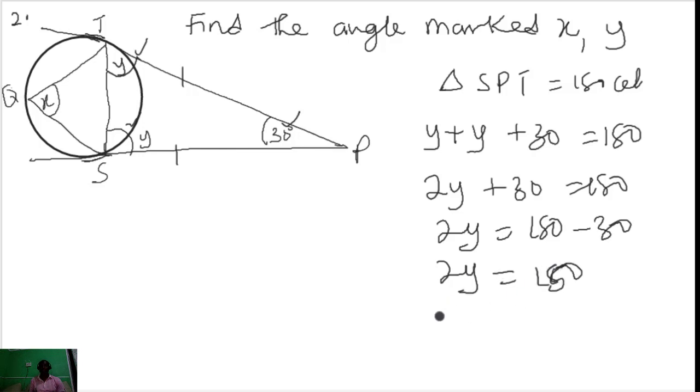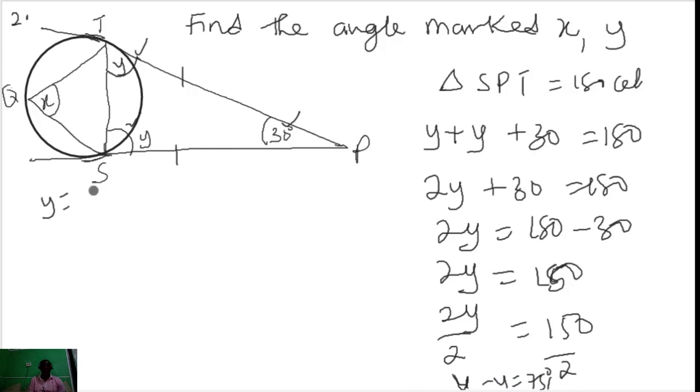150, good. So 2y over 2 is equal to 150 over 2. Therefore y is equal to 75 degrees. So we look for x.